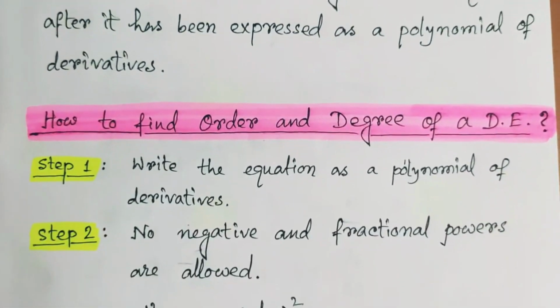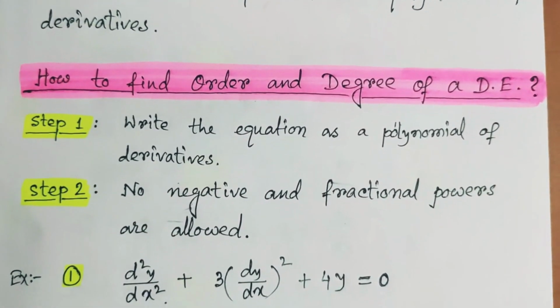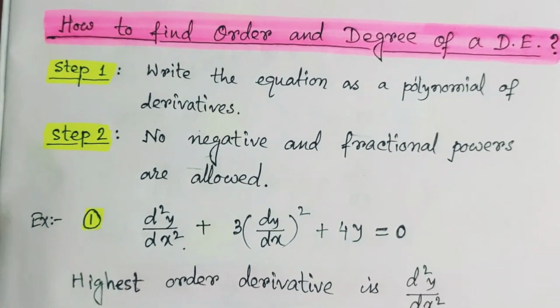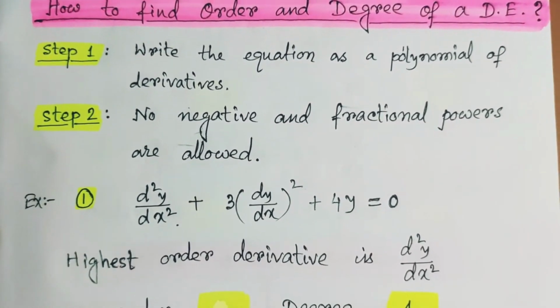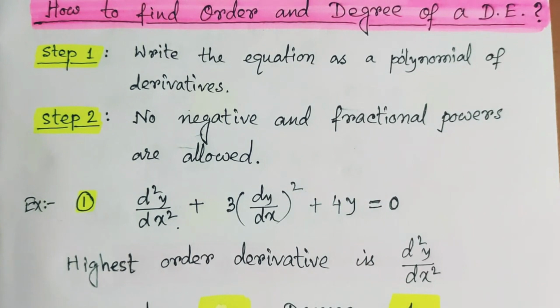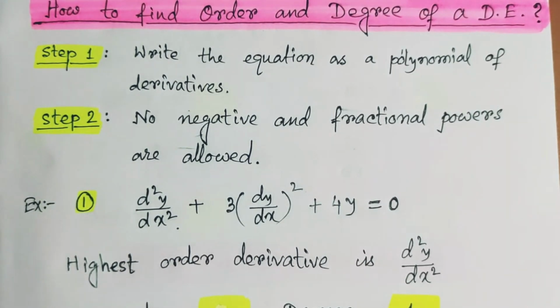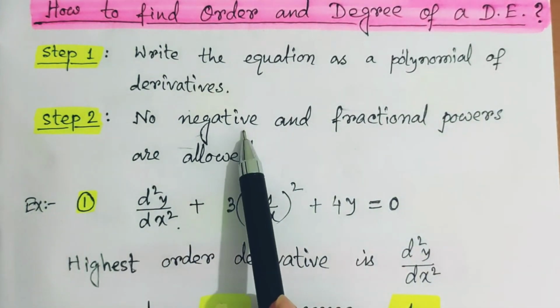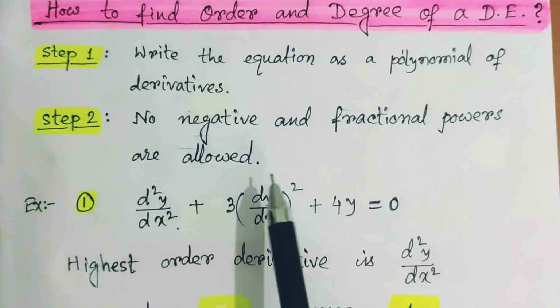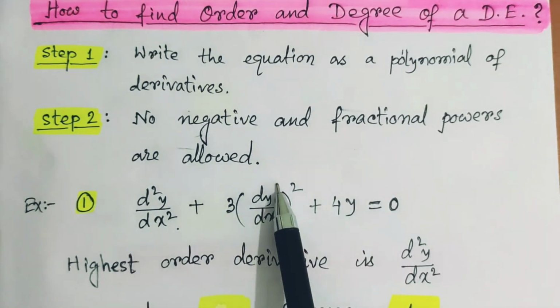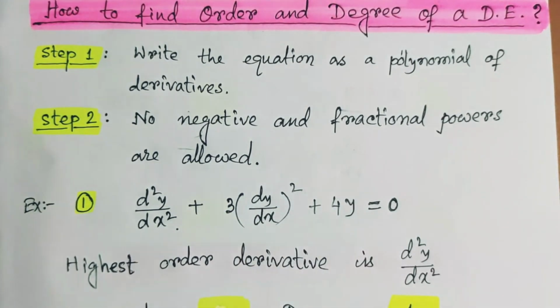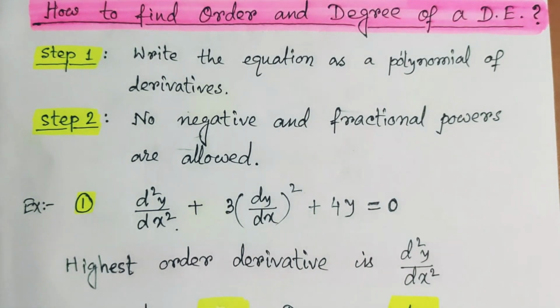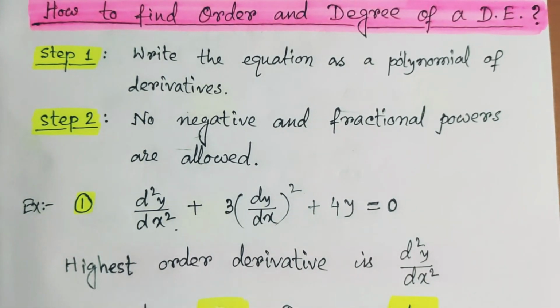we should come to know how to find the order and the degree of a differential equation. So how to find out this order and the degree? For that we should follow only two steps. First, write the equation as a polynomial of derivatives. Then no negative and fractional powers are allowed, so we should reduce the equation in such a manner that any power of derivative should not be in the negative or in the fractional power.